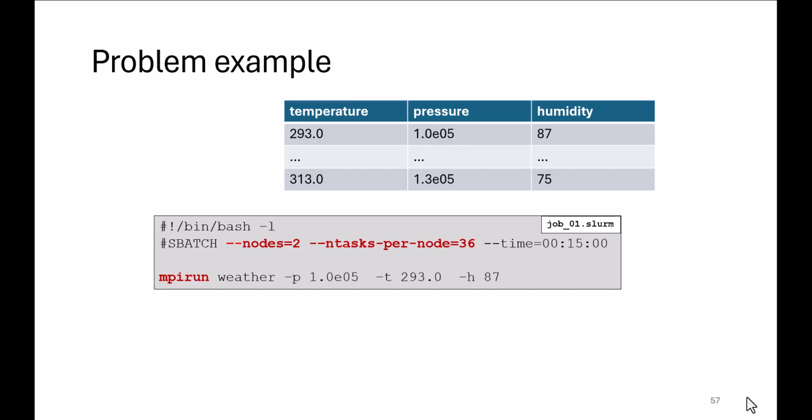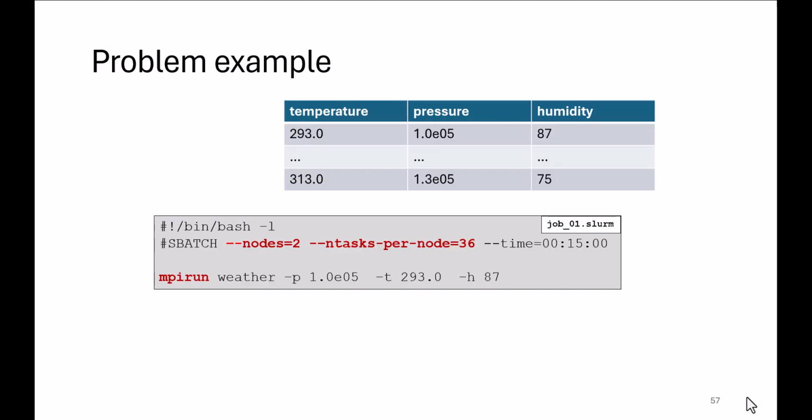So let's take an example, and suppose we have this very nice application that predicts the weather given three parameters: the temperature, the pressure, and the humidity. It's a somewhat sophisticated application in the sense that it can run on multiple nodes. It's implemented using MPI. So basically in my resource request, I specify that I'm using 2 nodes and 36 tasks per node. So for a total of 72 MPI processes running on 2 nodes. And of course there is the rest of the resource specifications such as time, memory, and so on.